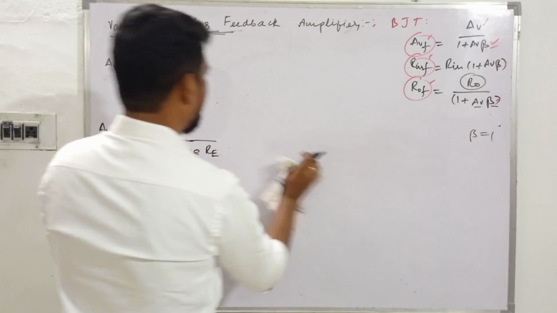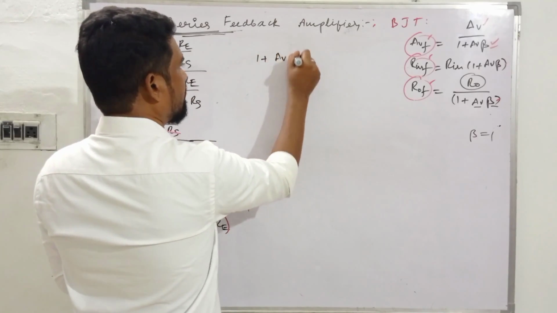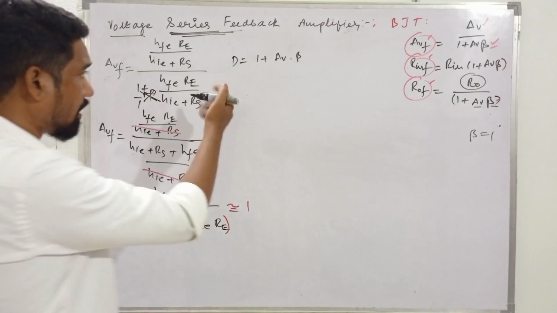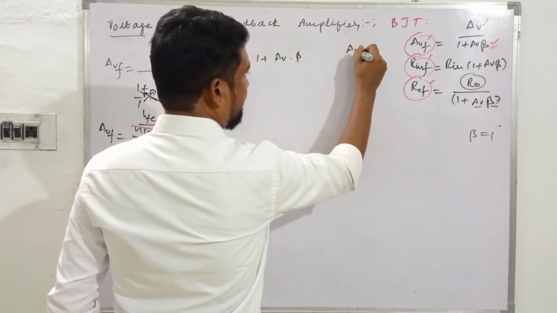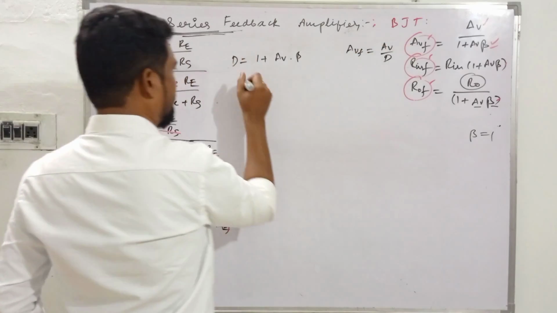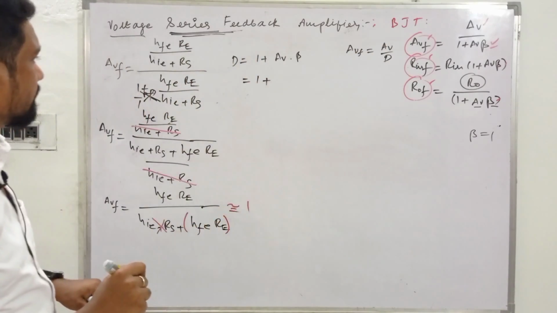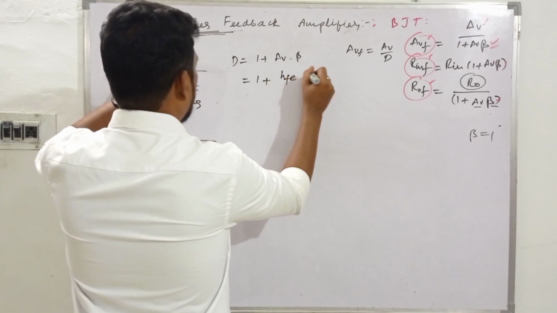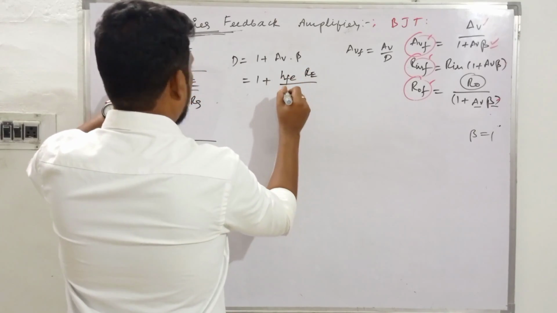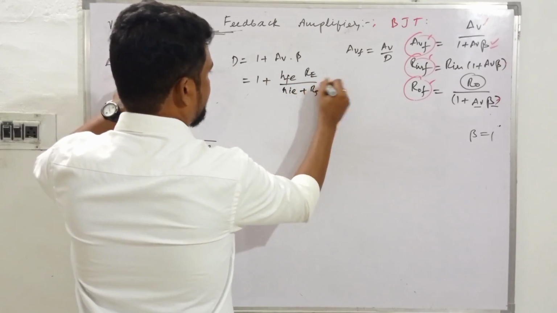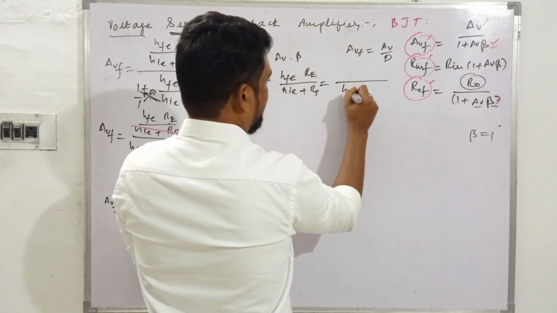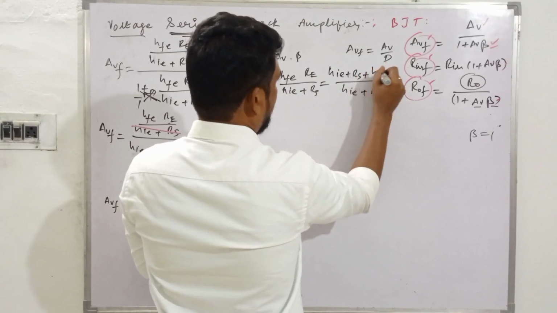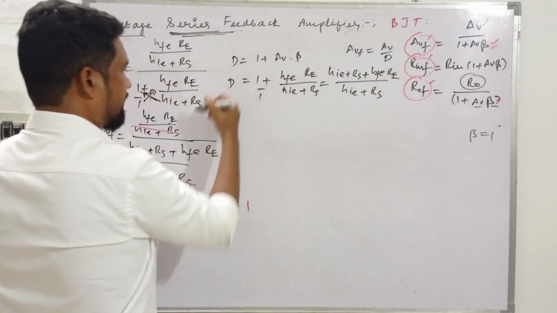All right, 1 plus AV into beta. Let's call it D, as standard textbook authors follow, like AVF will be equal to AV by D. So 1 plus AV, where did we have AV? This one. Beta is anyway unity, so this one is HFE RE by HIE plus RS. Simplifying this, we have HIE plus RS plus HFE RE over HIE plus RS. All right, this is for the factor D.